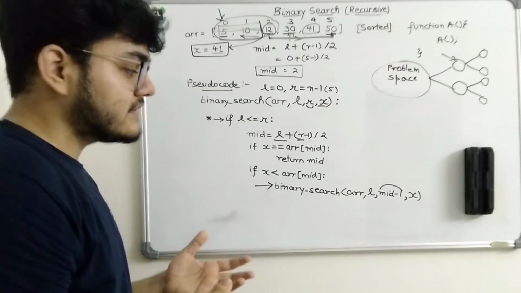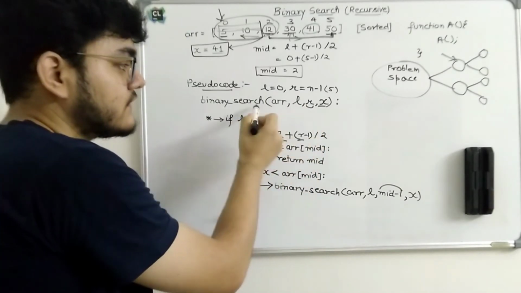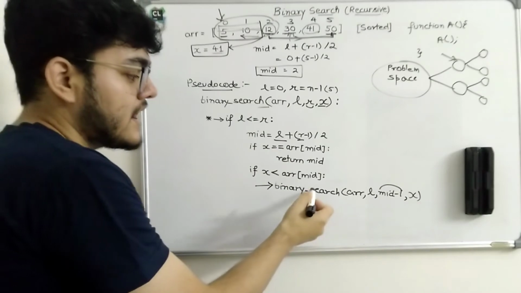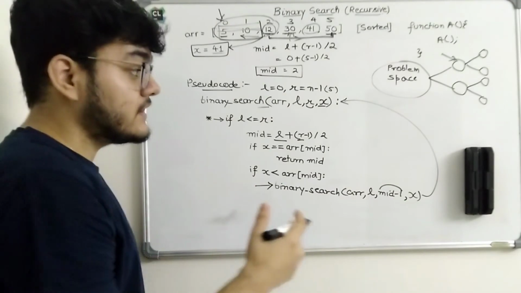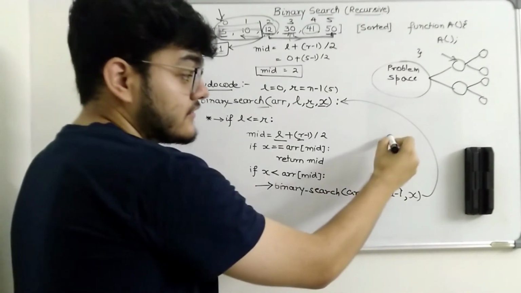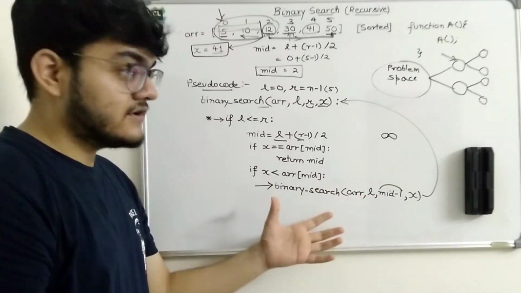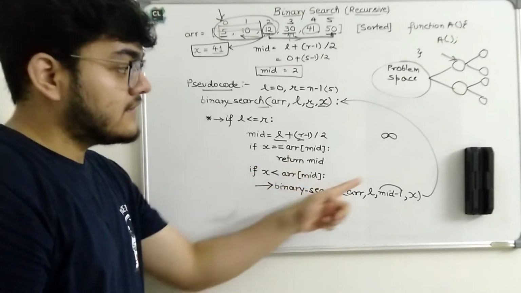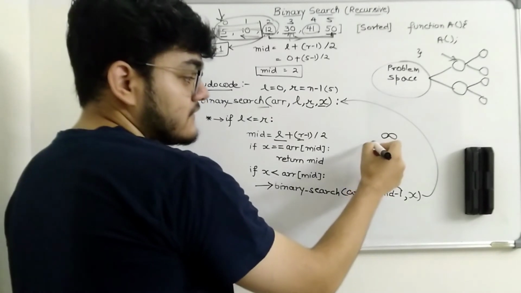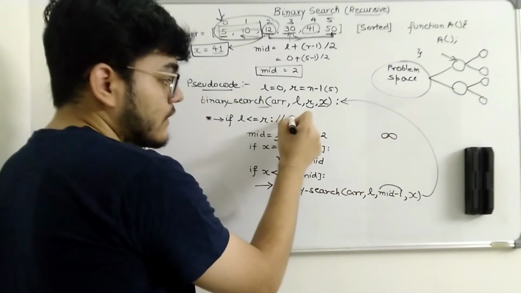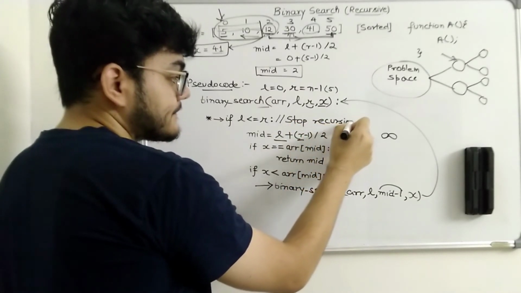But the question arises here: how will you stop this recursion, right? If this function is calling the same function again and again, it may become an infinite recursion, right? So we will have to avoid the infinite recursion. We will have to write a condition that actually stops recursion. And this is the condition that I have written here.